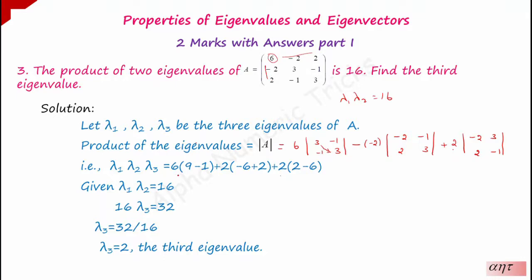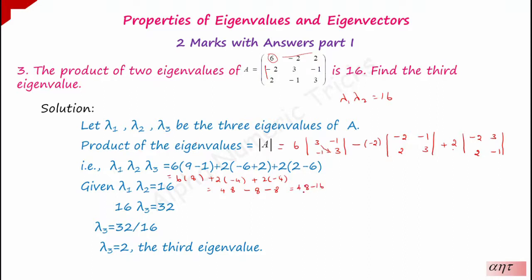So 6 into 8, 9 minus 1 is 8, plus 2 into -6 plus 2 is 4, minus 4 plus 2 into 2 minus 6 is -4. Okay, so you have 8 into 6 into 8 you have to write it. Which is equal to 6 into 8 is 48 plus 2 into -4 is -8. So -8 minus 4 into 2 is 8. -8 minus 8 is -16. So 48 minus 16 it becomes 32.